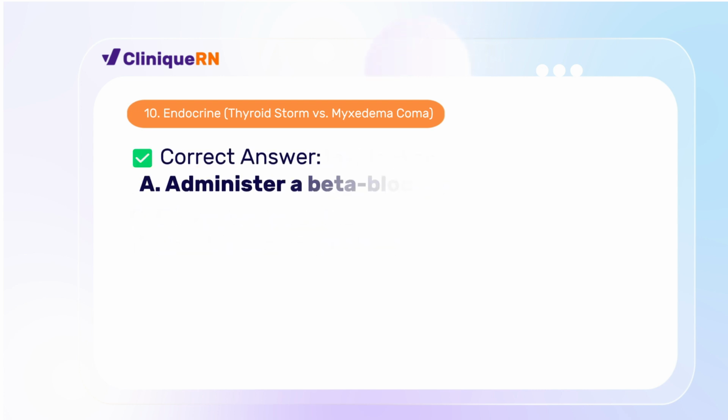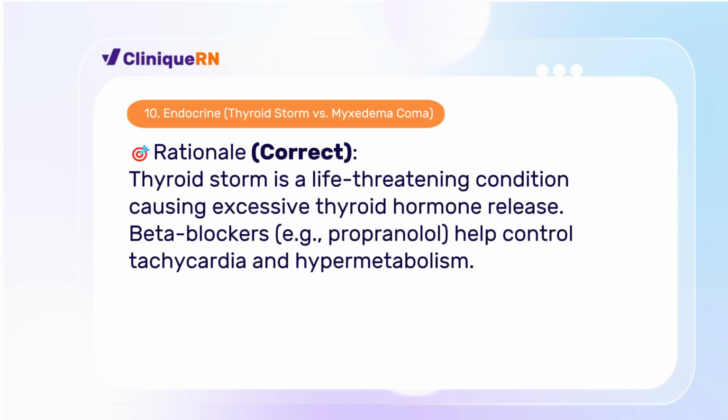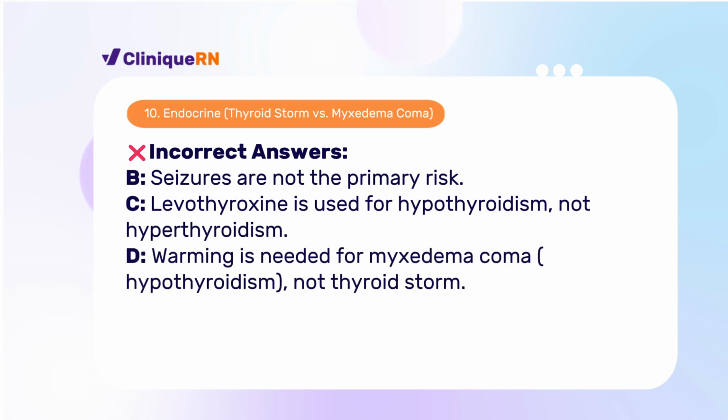Correct answer: A. Administer a beta blocker. Rationale. Correct. Thyroid storm is a life-threatening condition causing excessive thyroid hormone release. Beta blockers, e.g., propranolol, help control tachycardia and hypermetabolism. Incorrect: B. Seizures are not the primary risk.